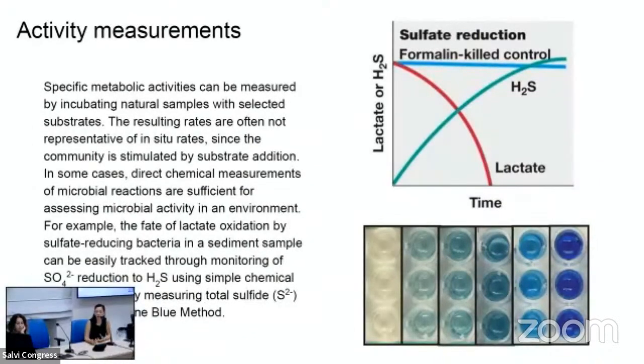Also, we can measure the growth or the activity of a microbial community by measuring the specific metabolism. In this case, the sulfate reduction measurement is represented, which is based on a colorimetric spectrophotometric assay. From this assay you can derive the concentration of the sulfate that is being reduced over time, with the formation of hydrogen sulfide, but also the consumption of the lactate that these kinds of microbes use as electron donors.